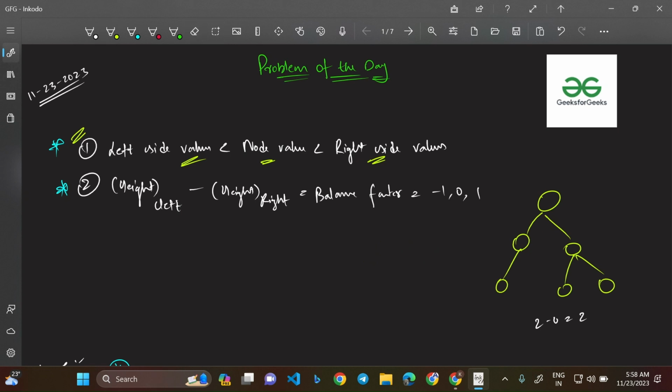Okay, so I'll just erase this point. I hope you understood when we need to do the modification, when your balance factor is less than minus 1 or greater than 1. In those cases you need to do the modification. The first thing is you insert the value according to the first rule, and then you do the modification if required.